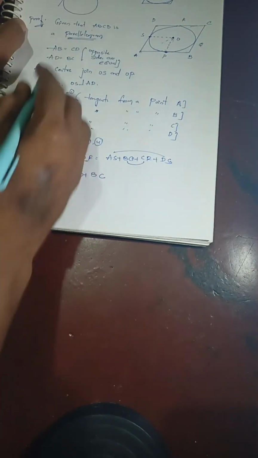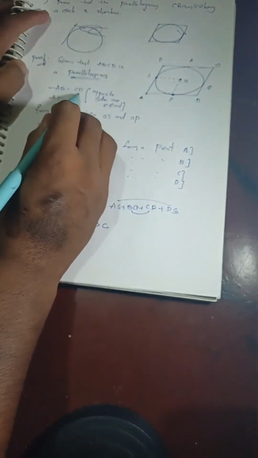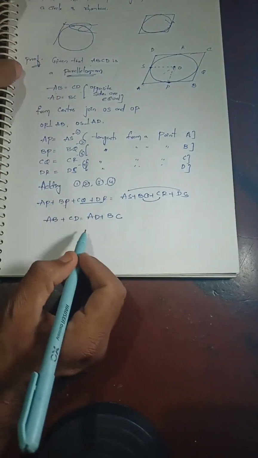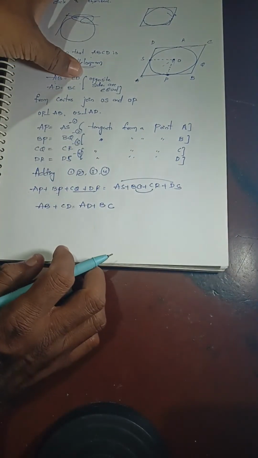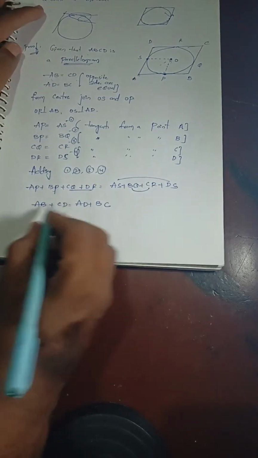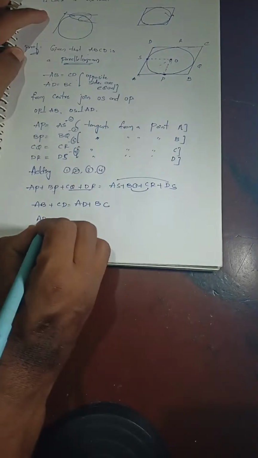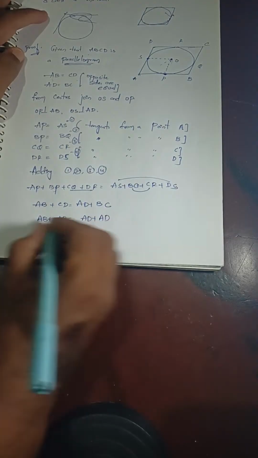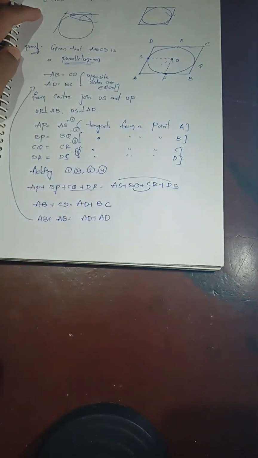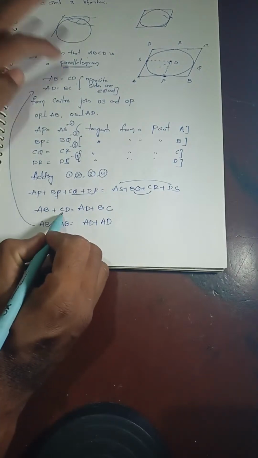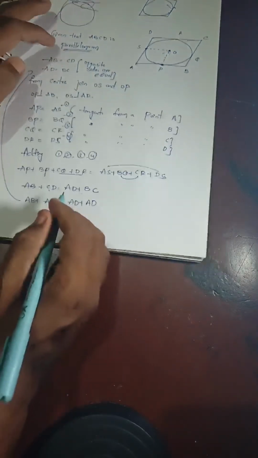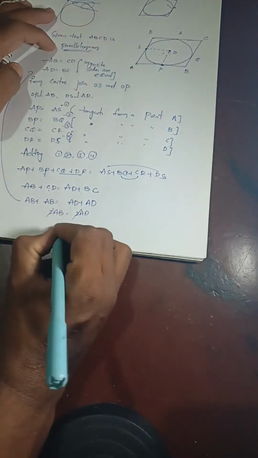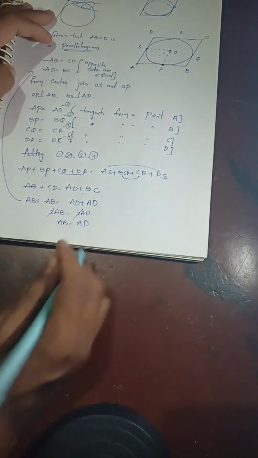We already know that in a parallelogram opposite sides are equal. In place of CD we can write AB, and in place of BC we can write AD. So AB plus AB is equal to AD plus AD. AB plus AB becomes 2AB, AD plus AD becomes 2AD. So the 2 gets cancelled, and AB is equal to AD.